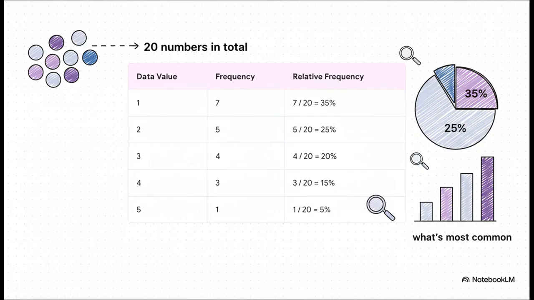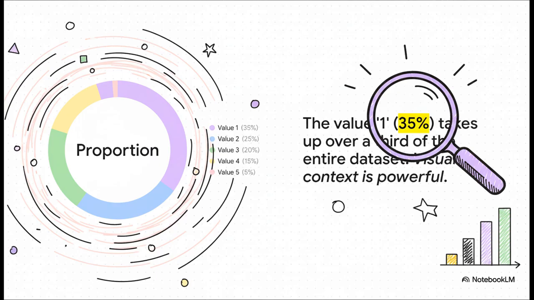So let's try it with our data. We had 20 numbers total, right? So for the number 1, its frequency was 7. We take 7, divide it by 20, and we get 0.35, or 35%. We just do that for every single row. And now, we don't just know that 1 is the most common, we know it makes up a whopping 35% of our entire data set. And look at this. A chart makes this so clear. You can literally see each number's slice of the pie. That big blue chunk for the number 1, that's our 35%. It's more than a third of the whole thing. That's so much more impactful than just saying the frequency is 7, isn't it?